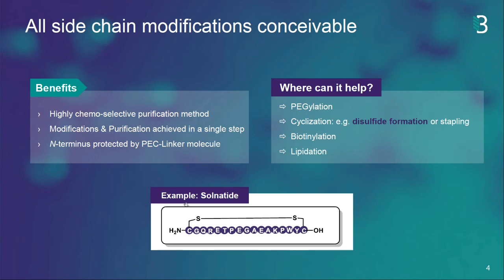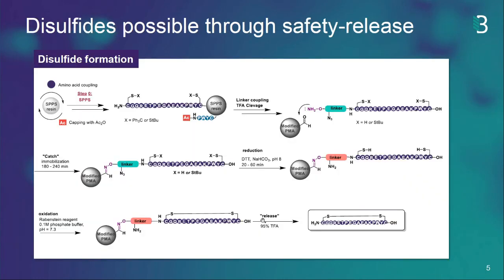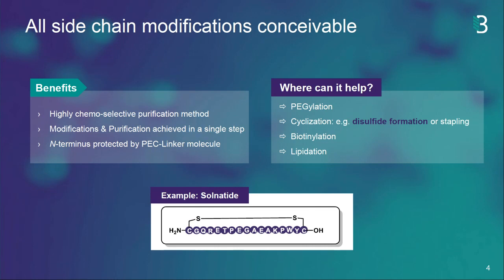Here I would like to mainly focus on disulfide formation, taking an example of solnatide. Solnatide is a 17 amino acid peptide with one disulfide bridge. Severely affected COVID-19 patients suffer from acute respiratory distress syndrome. Solnatide helps to remove the water from the lungs and also helps in oxygenation. This helps reduce the need for mechanical ventilation.